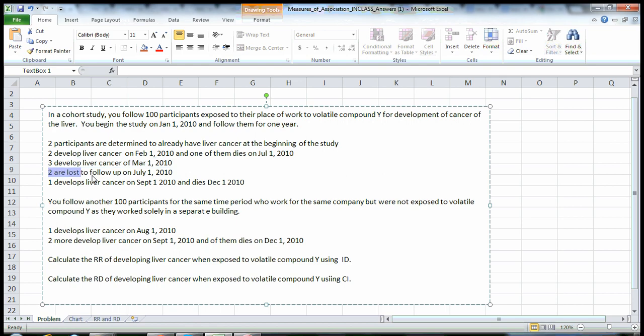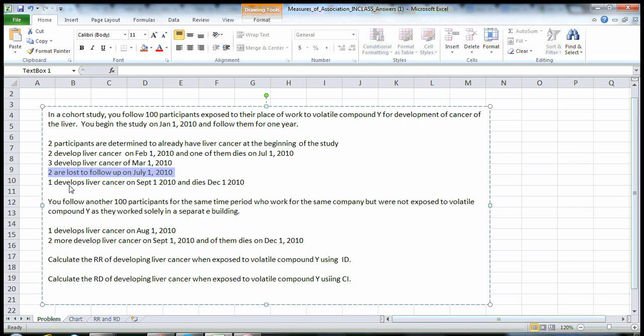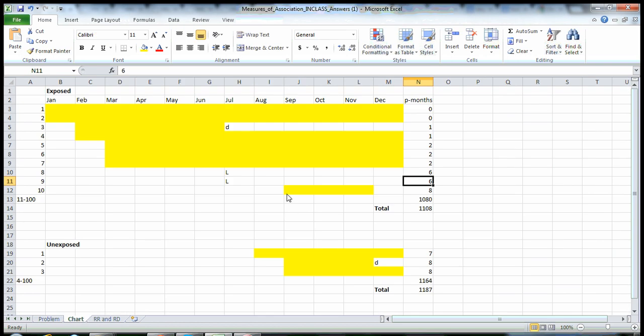Then we have 2 who are lost to follow-up on July 10th. So here we've got our 2 who are lost to follow-up. They each contributed 6 person months of follow-up. And finally, we have 1 who develops liver cancer on September 10th and dies December 1st. So here we've got that person, and they die on December 1st, and that person contributed 8 person months of follow-up.